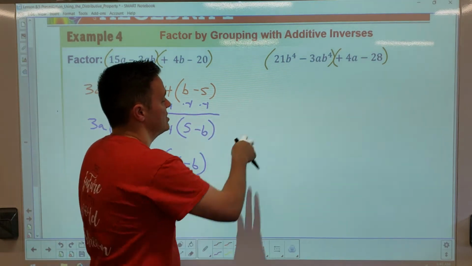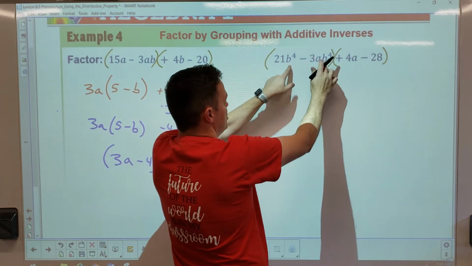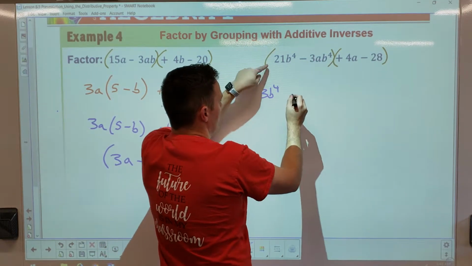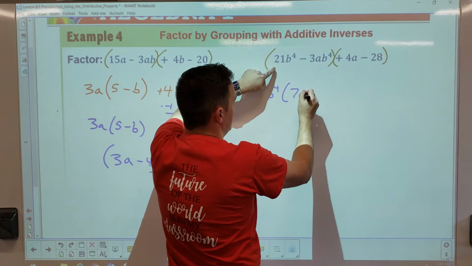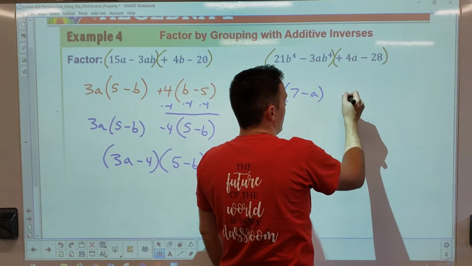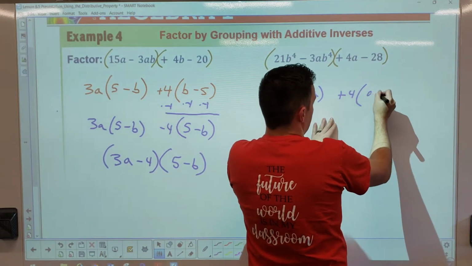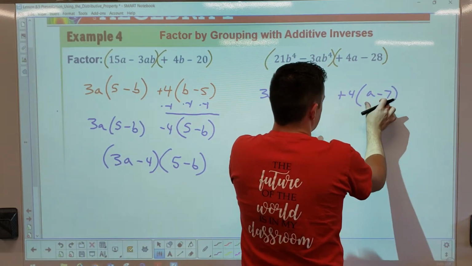Okay, and so this is going to be the same setup. They share a 3, and they would share a b to the 4th. So if I did that, this would be 7 minus a, and then this would be, they share a 4 only, plus 4, and it would be a minus 7. So you can see it's the same setup.